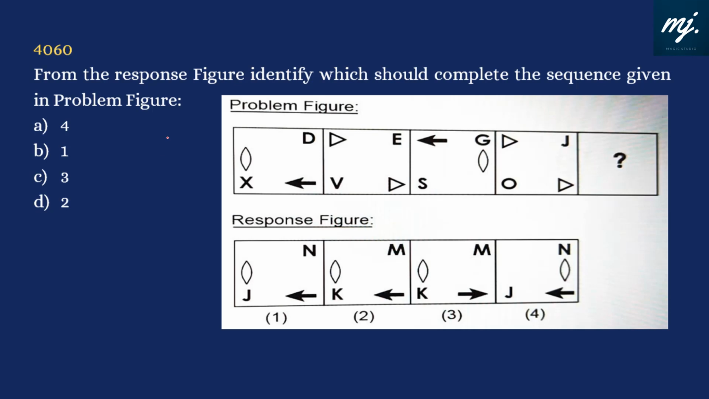Okay, from the response figure, identify which should complete the sequence given in the problem figure. Okay, 1, 2, 3, 4, 5, which should come in this particular position. D, let me first check with alphabets. D, E, then F, G, H, I, J. So gap of 0 alphabet, gap of 1, gap of 2, H, I, J, K, L, M, N. At this position, I should have N. Okay, so that means 2 and 3 are out.